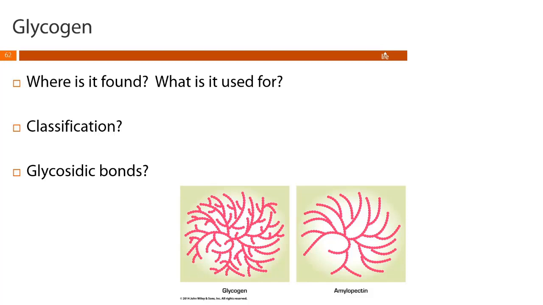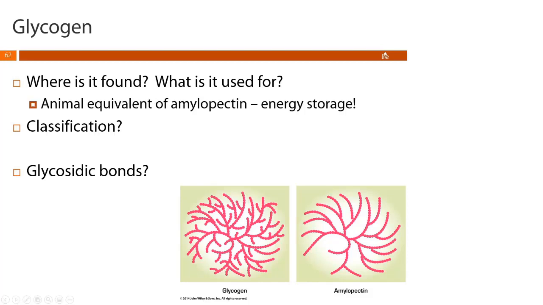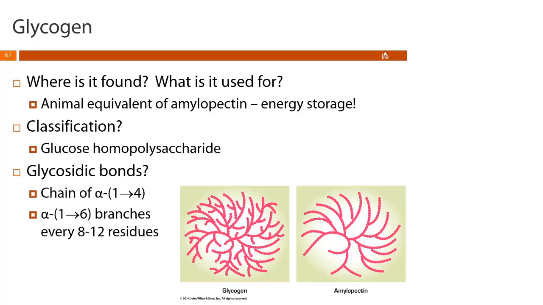It's going to be the primary energy storage molecule in animals. Just like amylopectin, this is a homopolysaccharide made up of glucose residues connected by alpha-1,4 linkages. But just like amylopectin, we're also going to have these alpha-1,6 branches, but they're going to be a lot more common in glycogen than they are in amylopectin. So remember, in amylopectin, we had an alpha-1,6 branch every 24 to 30 residues. In glycogen, we're going to have those alpha-1,6 branches every 8 to 12 residues.